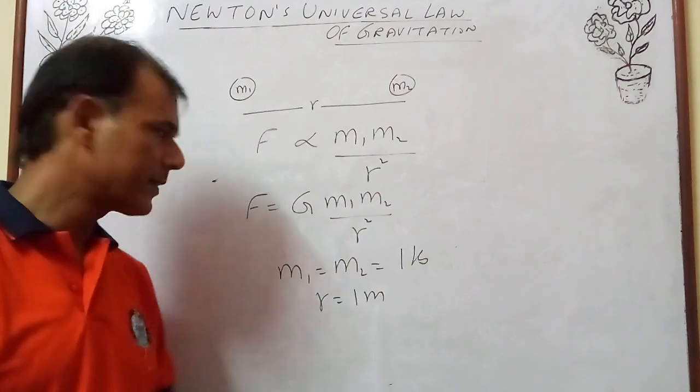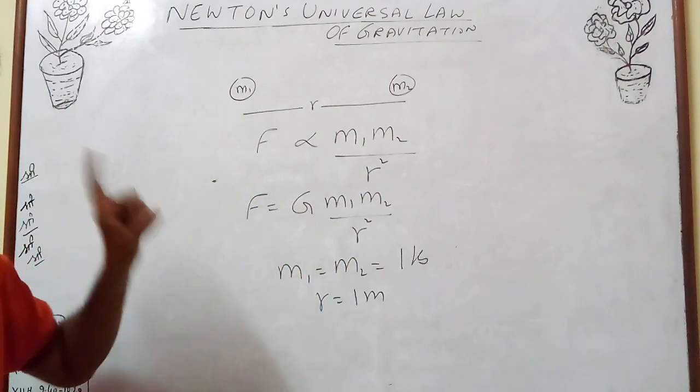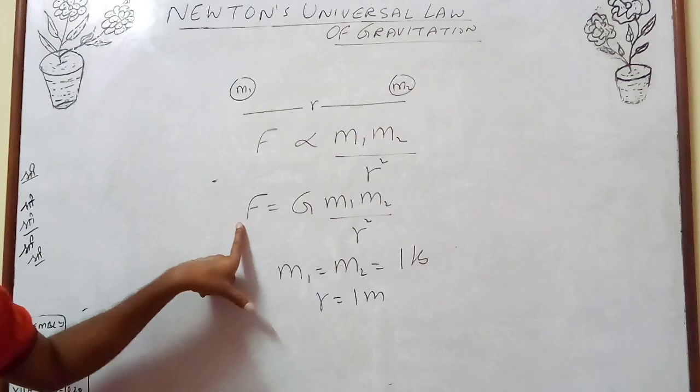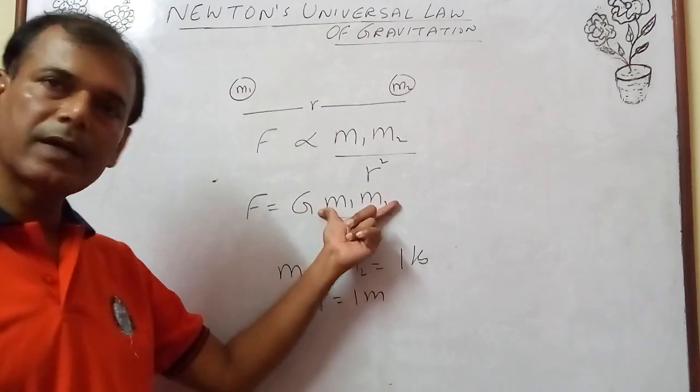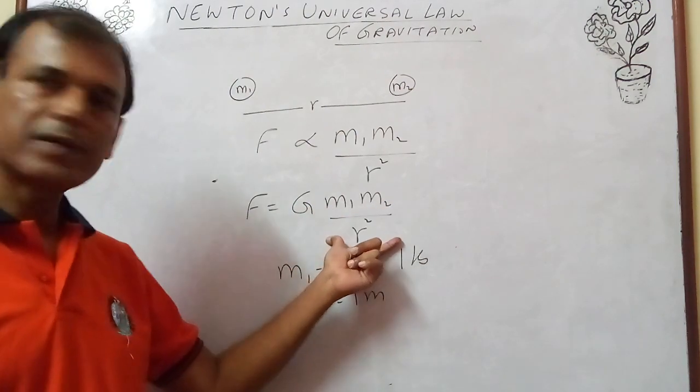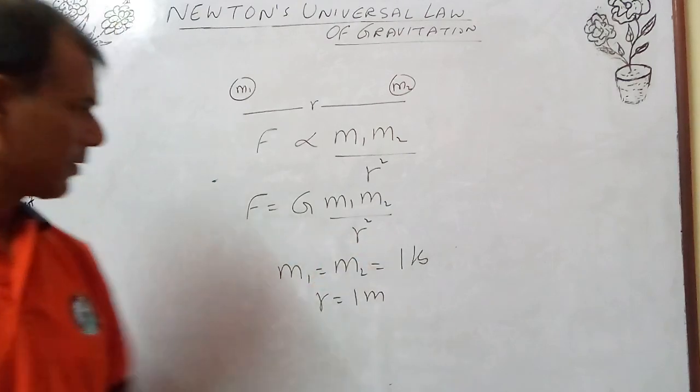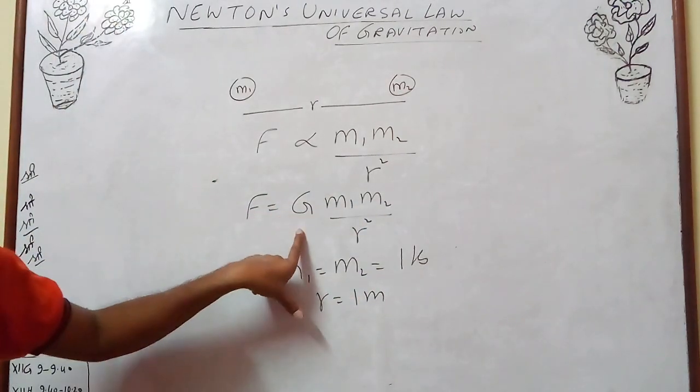Again I am repeating it. Gravitational constant is numerically equal to the force of attraction between two objects of unit mass which are placed at unit distance apart. By this you can define G.